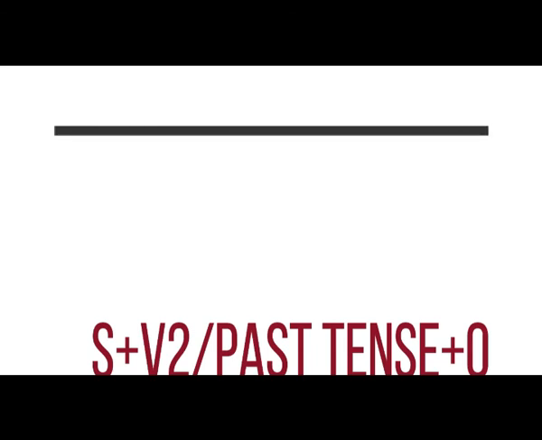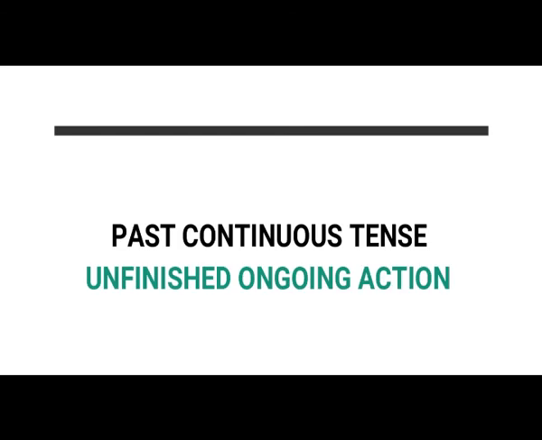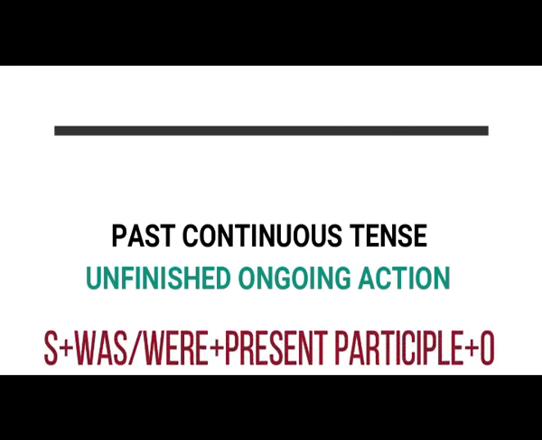Then we read about past continuous tense. Past continuous tense is an unfinished, ongoing past action that is interrupted by a completed action. What is the structure of past continuous tense? Subject plus the auxiliary verb was and were. Then we use present participle as the main verb, and then the object of the sentence.